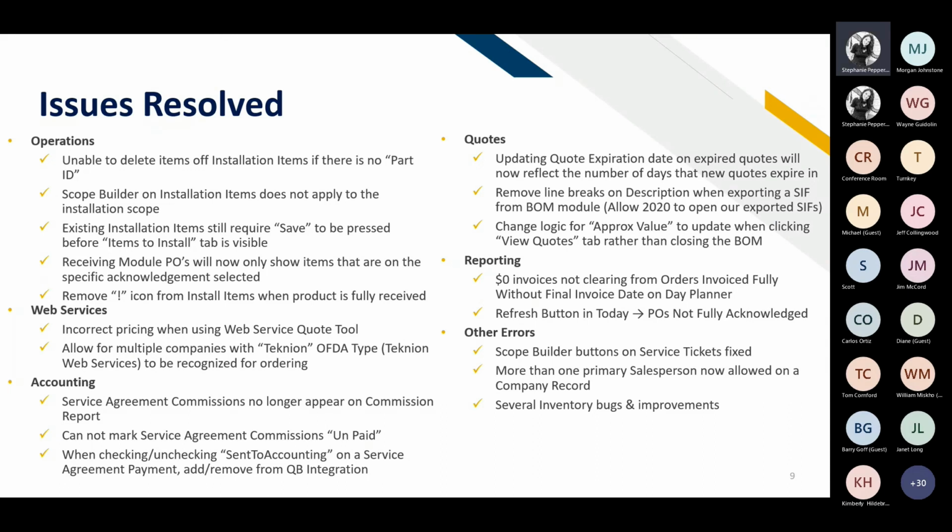Reporting bugs that were resolved: there was an issue with the day planner item called orders invoice fully without final invoice date. Some of you are creating like $0 invoices and those weren't clearing from that grid, and now they are. And then lastly, for reporting, we did fix the refresh button in the POs not fully acknowledged today panel item. Underneath today, POs not fully acknowledged, the refresh button wasn't working. Maybe you just keep that open all day and you're adding acknowledgements and you just want to click refresh to see what's not been acknowledged.